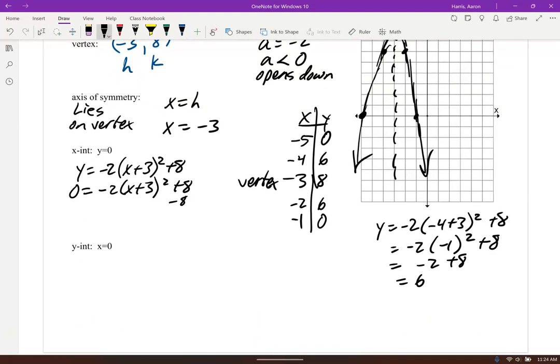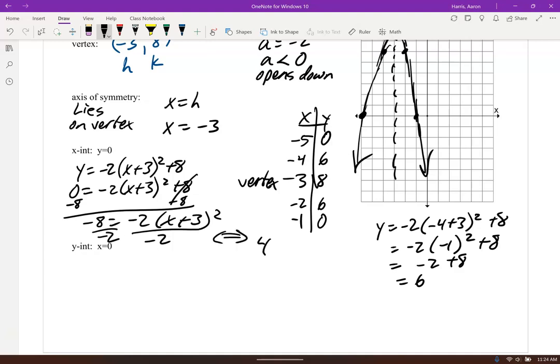And let's get rid of the minus 8, subtract 8 from both sides. So you've got negative 8 equals negative 2 times (x plus 3) squared. Get rid of the negative 2. So you have 4 equals (x plus 3) squared. And let me write it this way: (x plus 3) squared equals 4.